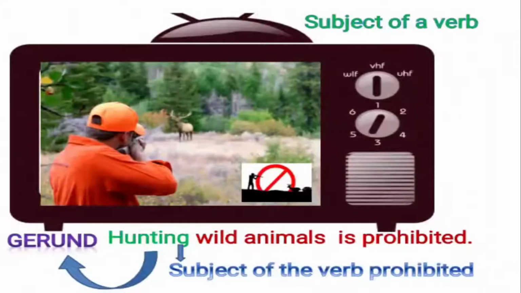Let's look at some more examples of these gerunds as we have discussed in the table. As a subject of a verb. So first we have said that a gerund acts as a subject of a verb. Example, hunting wild animals is prohibited. What is prohibited? Hunting wild animals is prohibited. So hunting is the subject of the verb is, and therefore it is a gerund because it is the ing form of the verb hunt which acts as the noun.